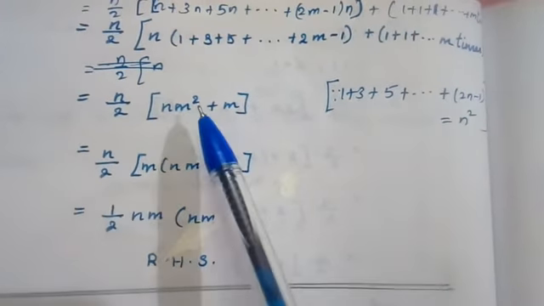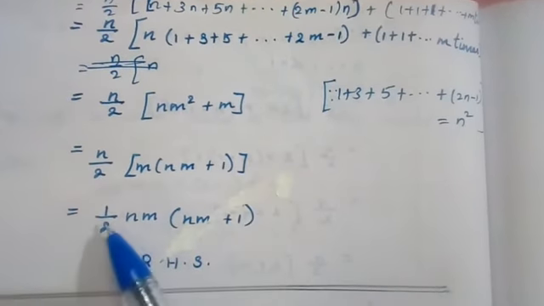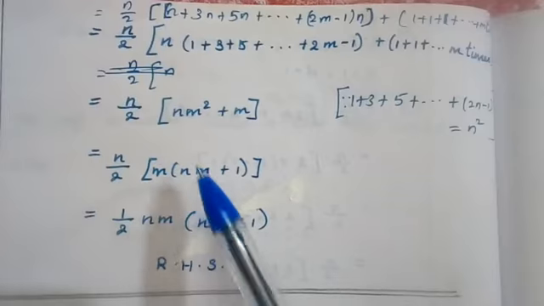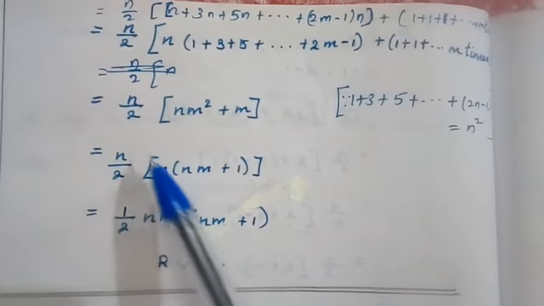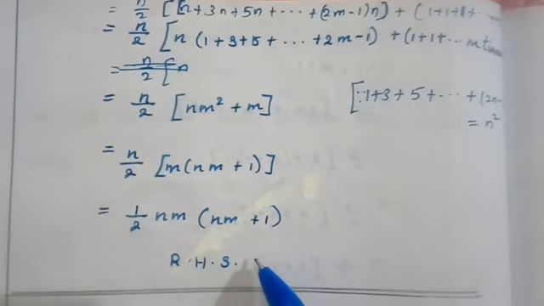So n by 2 into, for m is common, take it outside, that is m plus 1. So that is 1 by 2 into n, multiplying these, that is n into m, into m plus 1. So that is equal to RHS.